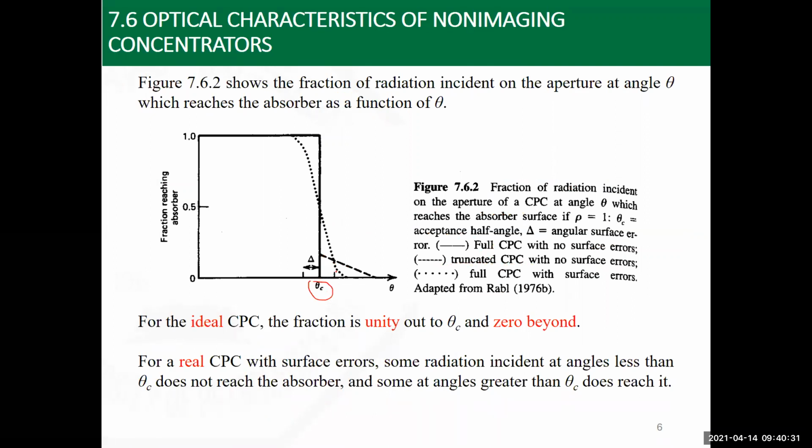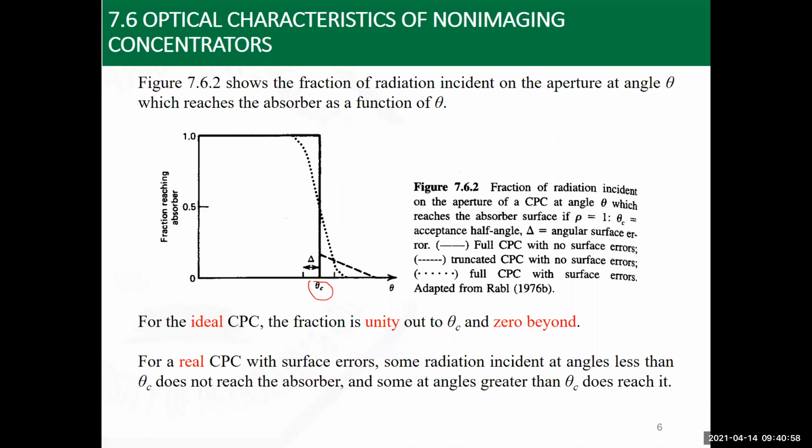If you have surface errors, then the picture is not going to be exactly as ideal as you can see here. A value of the fraction of the energy falling, 100% is going to fall into the receiver until the value of theta c. But if there are some sort of surface errors, then you can start having the value being diverted a bit from the ideal. And this is what's been given here by the dotted line.